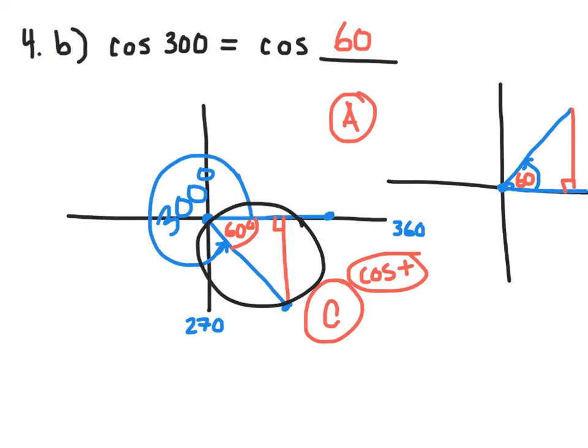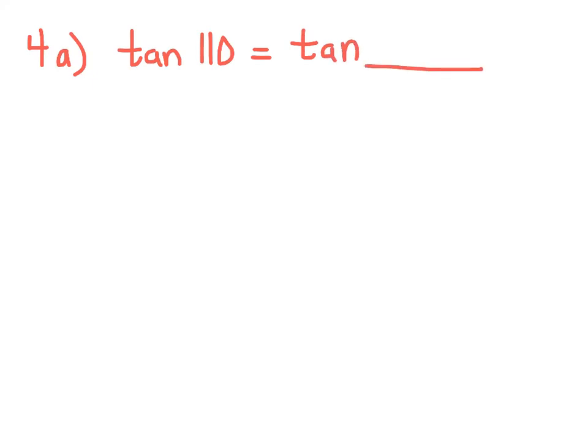You can try that on your calculator. If you did cos of 300, it would be exactly the same as cos of 60. This may be a little confusing, so we'll do another one for you. So the next one asks us to do tan of 110. So tan of 110 degrees. That has to be equivalent to the tan of some other number.